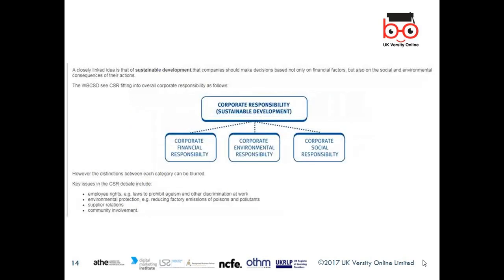Okay. So when we look at corporate social responsibility, a closely linked idea is sustainable development: the company should make decisions based not only on financial factors but also on social and environmental consequences. If we say everything is produced in China, maybe we'll get everything very cheap from China. But what will happen when the local people don't get the jobs? So we have a responsibility as well.